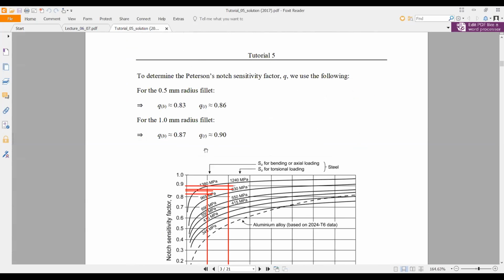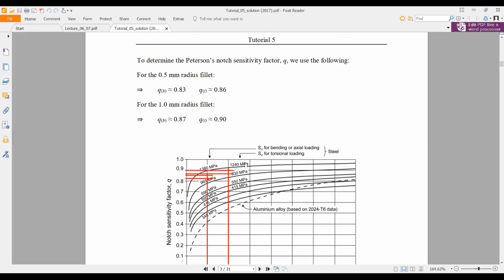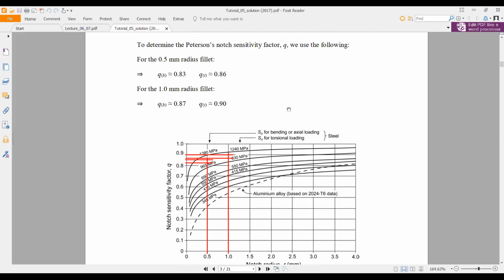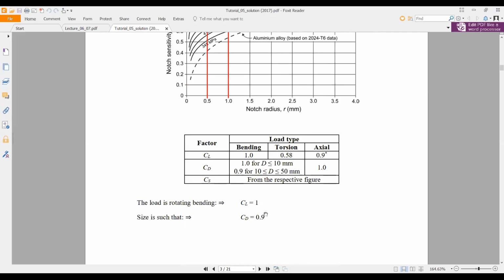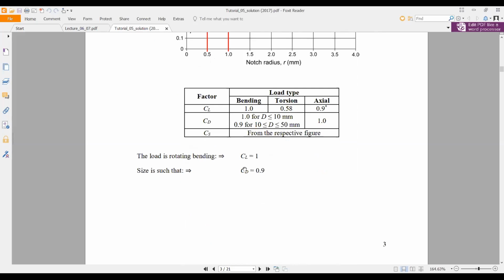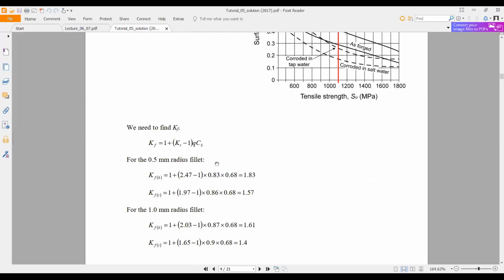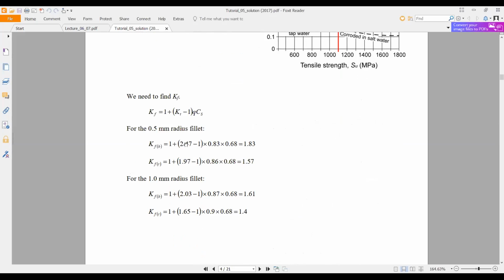There are two types of load: no axial load, only bending and torsion. So you can find the torsion and bending notch sensitivity for shear and bending, and CL and CD. You know the surface factor, and then you need to find the fatigue consideration KF value for the bending and torsion. You know Q and KT, so you can find it for each fillet.